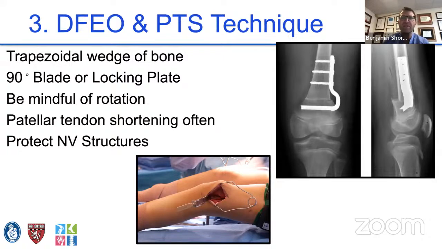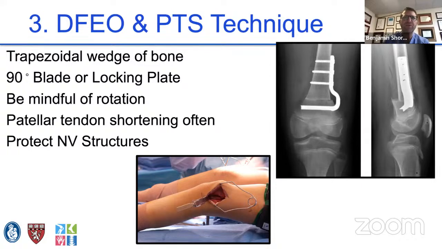I think things you need to be thoughtful about are threefold. So one, you want to protect the neurovascular structures. Always shorten, because there's no harm in shortening, and a stretch neuropraxia will be not good for anybody. You have to be mindful of your rotation.